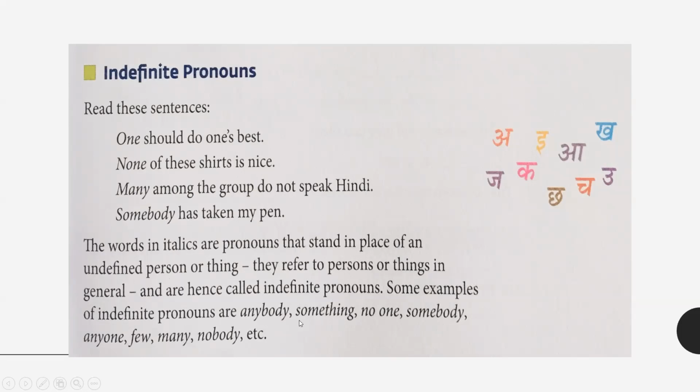Some examples of indefinite pronouns are anybody, something, no one, somebody, anyone, few, many, nobody, etc. These pronouns are used in general for place, person or thing, not for a specific person, place or thing. That's why they are called indefinite pronouns.